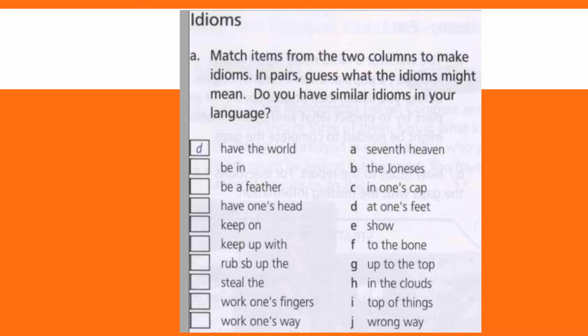So let's check together. For the first idiom here we got, have the world. So I can say have the world goes with at one's feet, to have the world at one's feet. So the second one, be in seventh heaven, and it's equal in meaning to be so happy. Be a feather in one's cap.